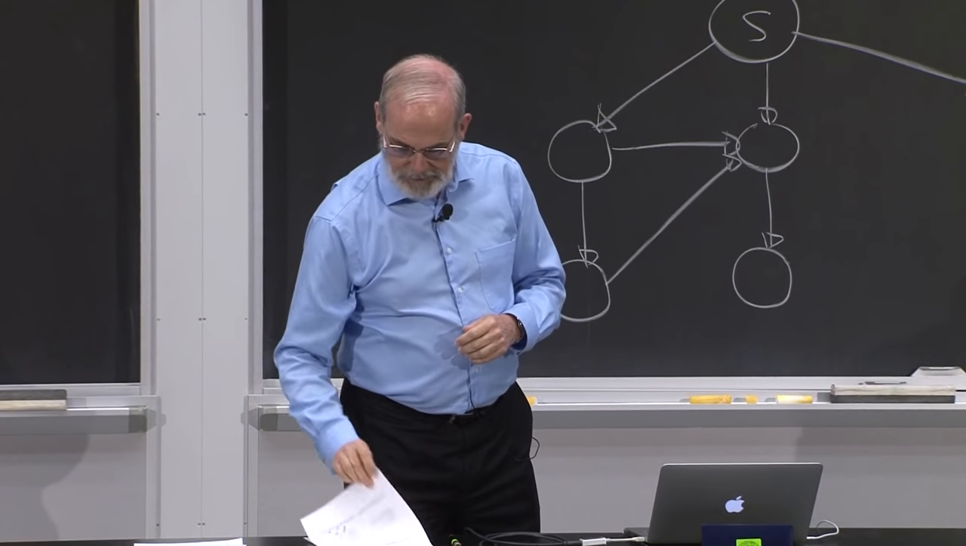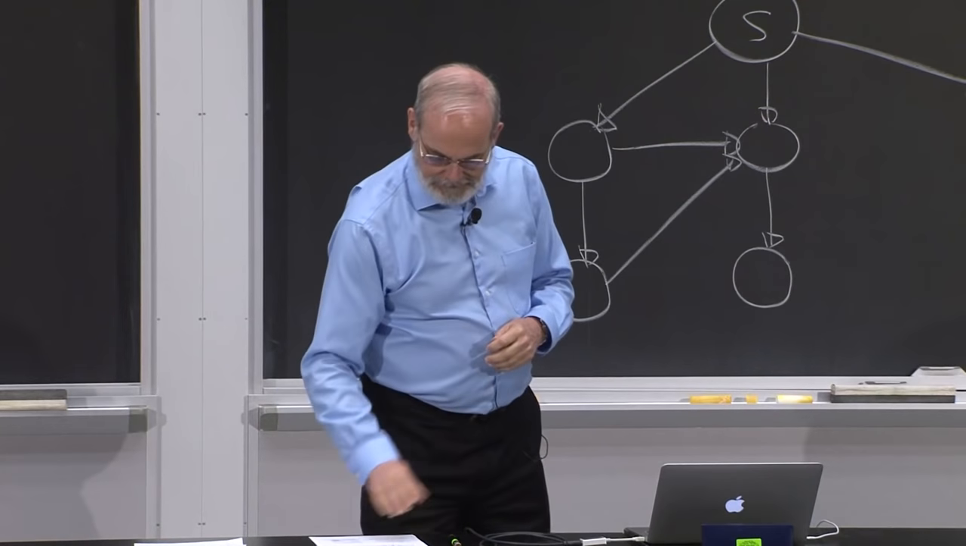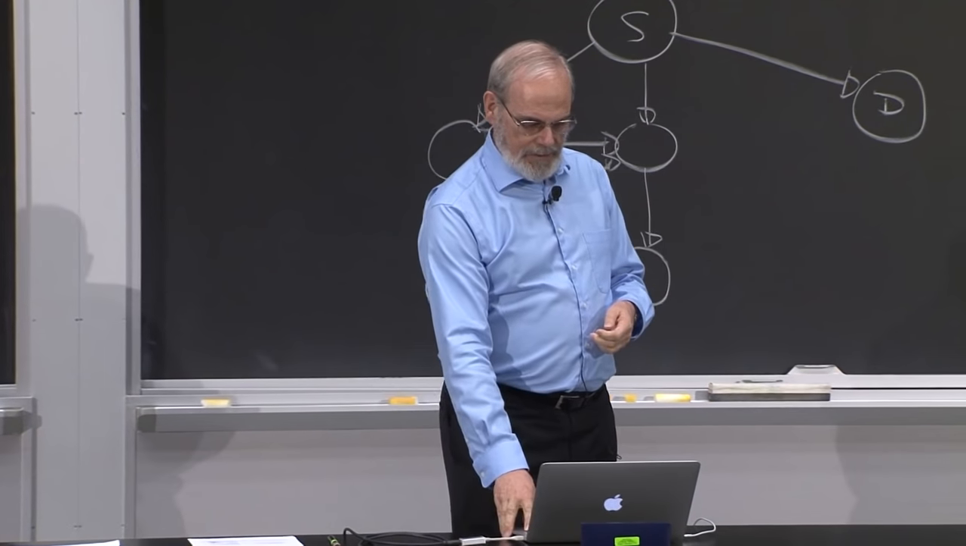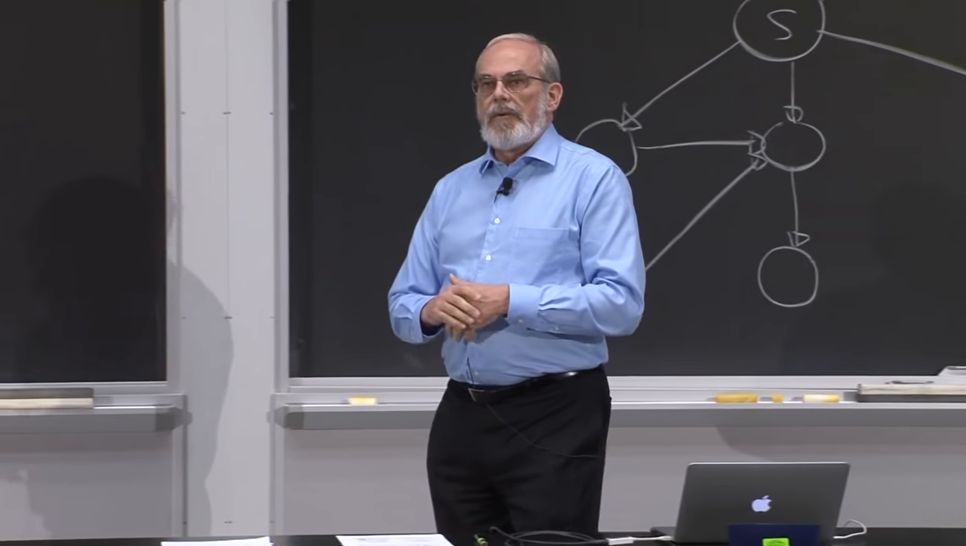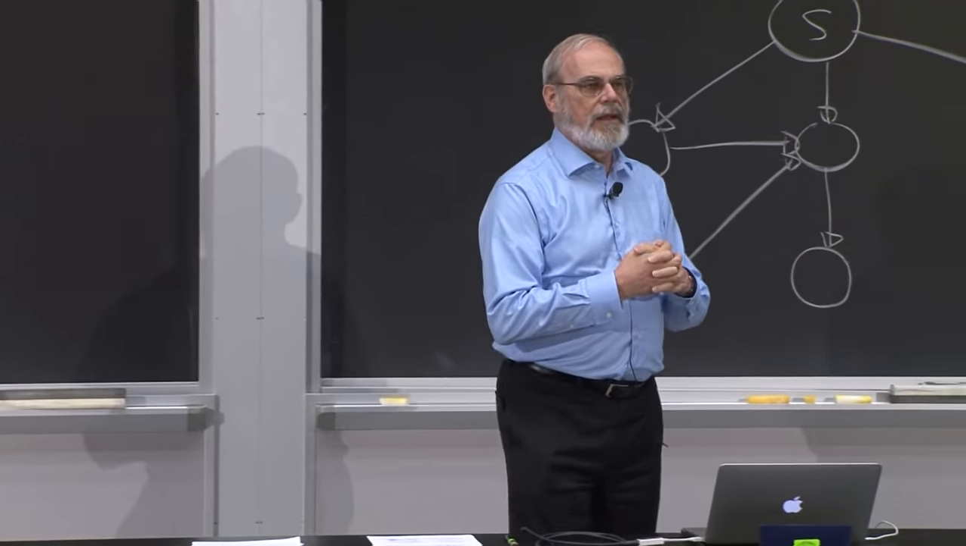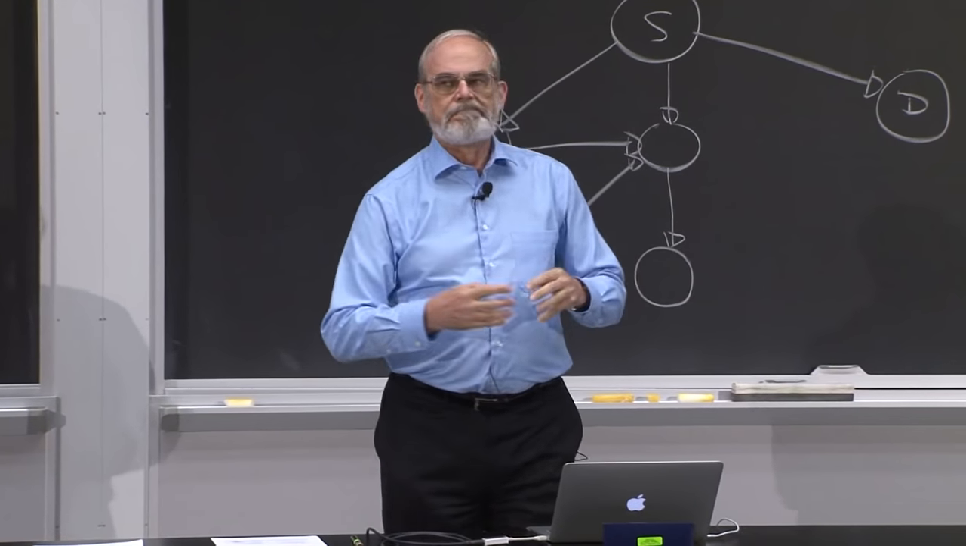So graphs are composed of vertices or nodes. They're composed of edges or arcs. So why might we want them? Well, we're going to see, and you can probably already guess, there are lots of really useful relationships between entities.